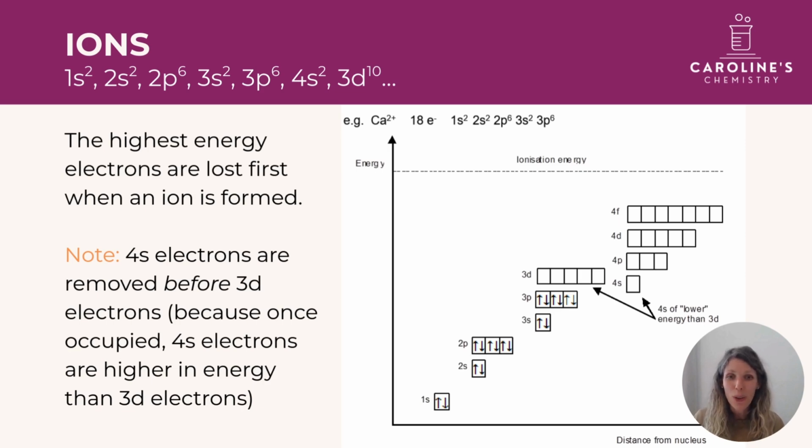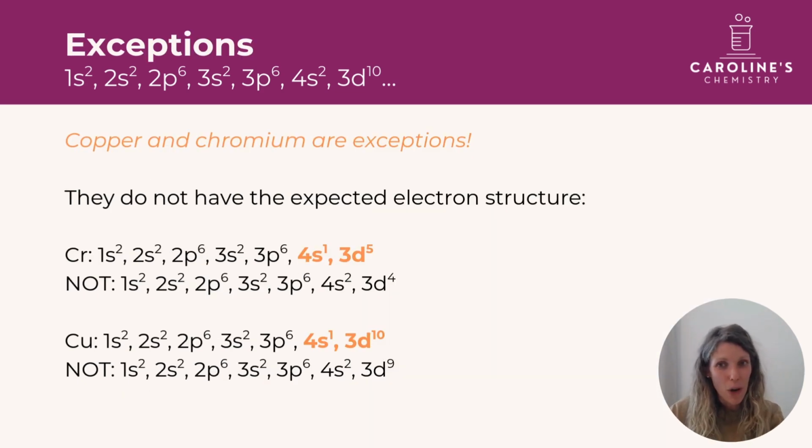And we're not done with the exceptions. There are 2 other exceptions to be aware of, and those are copper and chromium. They don't have that expected electron structure, and therefore they're the only exceptions that you can't just read off the periodic table. So chromium, for example, if we were reading across, would be 4s2 3d4. However, it's not. Rather than being 4s2 3d4, it becomes 4s1 3d5. So it half fills both of those.